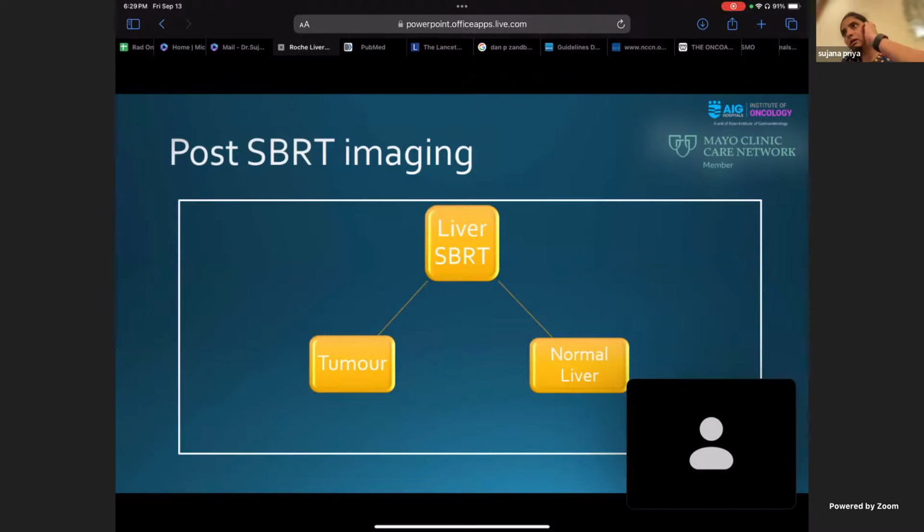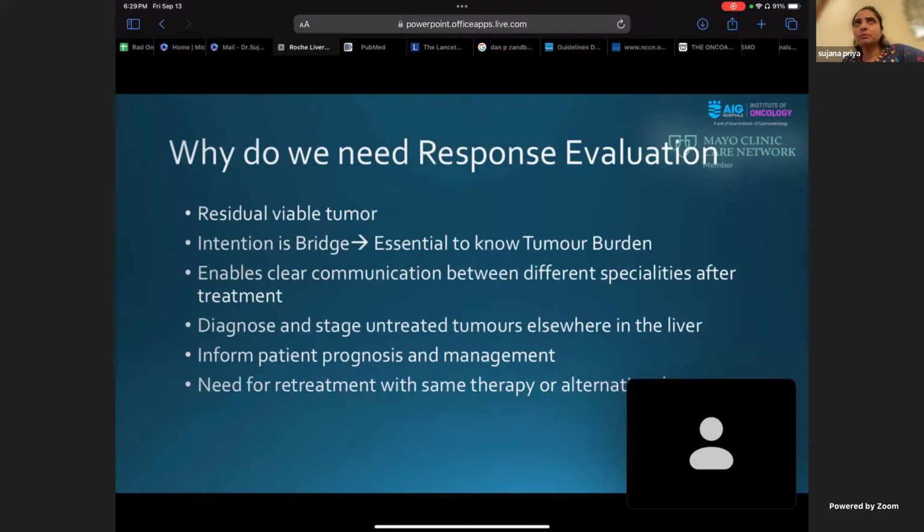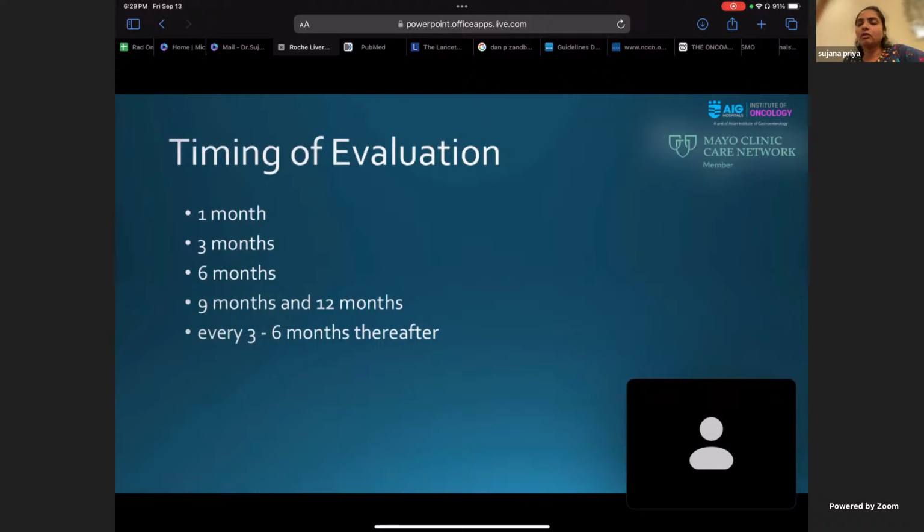Now, quickly looking at post-SBRT imaging, you usually look at the tumor and the normal liver. We need response evaluation to know the response of the tumor. Whenever you're sending the patient for transplant, you need to have clear communication with the surgeon. If the intention is bridge, it is essential to know what happened to the tumor burden, and also whether the tumor is progressing or not. Any untreated tumors in different stages of maturation, you'll be able to pick up. The ideal timing of evaluation is usually after 9 months. But if your intention is bridge, you can always do it at 6 months.